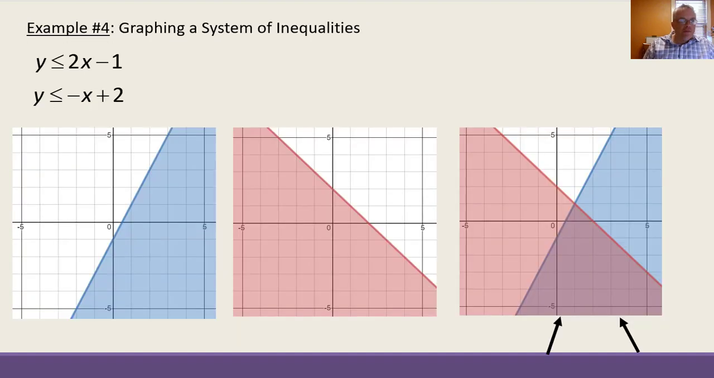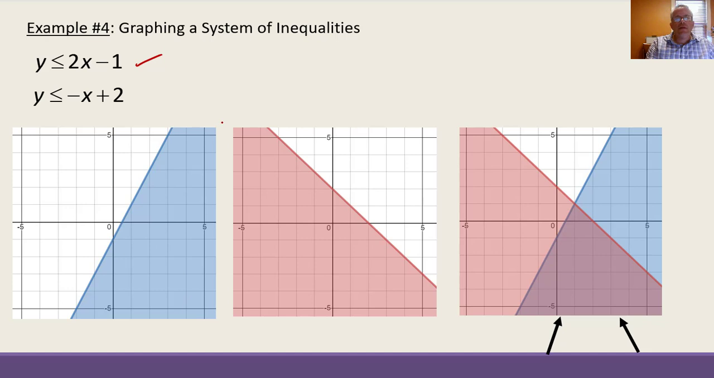That was a quick review of graphing linear inequalities. Now we're going to graph a system of inequalities. We're looking for all the points that belong to both of these. So the way it kind of works is we graph one inequality. This inequality right here is the first one, y less than or equal to 2x minus 1. That's this region right here.